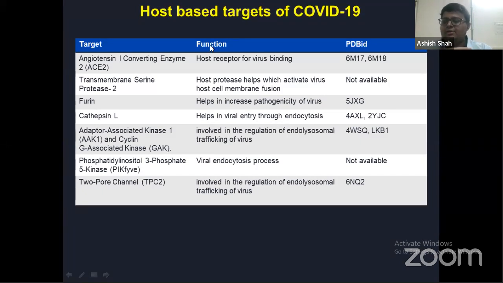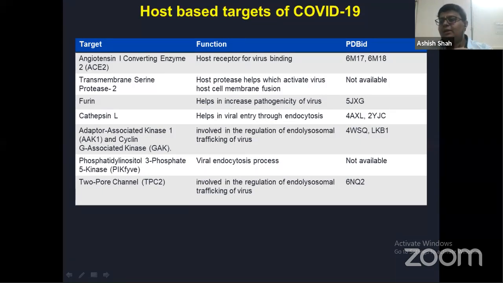This is a human target. If you can inhibit this target, maybe virus growth will not occur. And some of this is already reported in a protein database. You just go through this and you will find the protein structure in this protein database. And some of the examples I have also put here. So these are some targets which are related to the human.